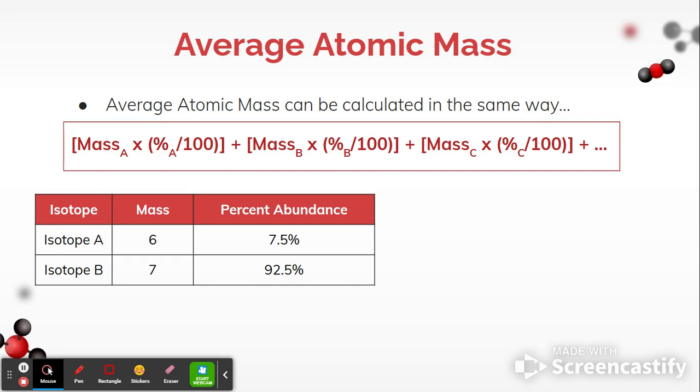This makes sense as the percent abundance of isotope B with mass 7 is significantly more common than the percent abundance of isotope A. Subsequently, you would expect the average atomic mass to be closer to 7 than to 6. Thus, our answer of 6.925, which is clearly closer to 7, fits this context.